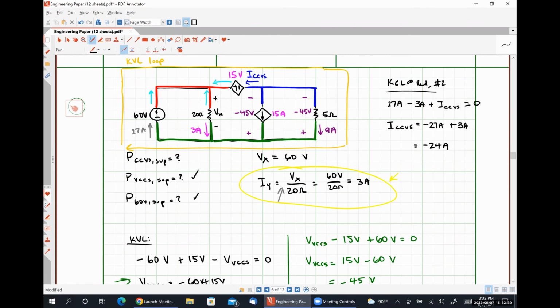Okay. Is it obvious where the signs on those different contributions came from, or would you like an explanation for that? Oh, yes, sir. It makes sense. In my head, I did which polarity terminal they went through. So I just did -27 amps minus -3 amps equals negative ICCVS. And I think it came out to the same thing.